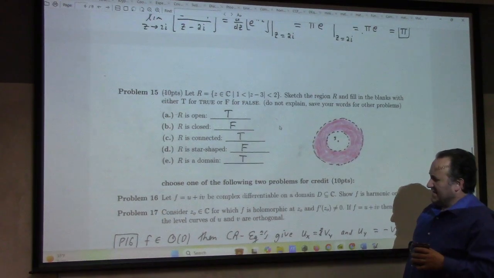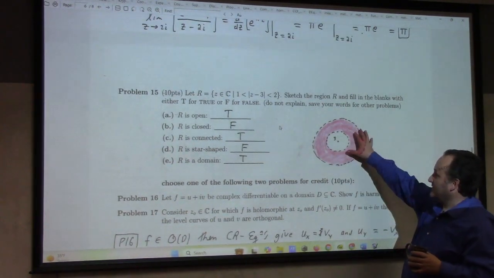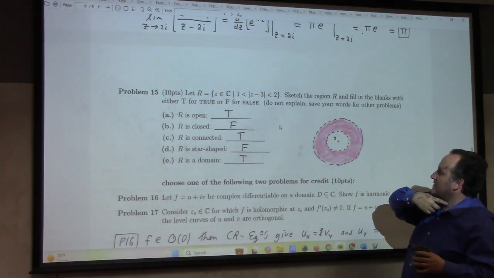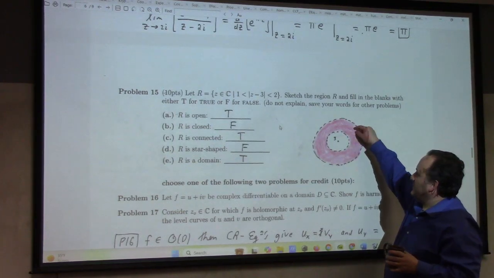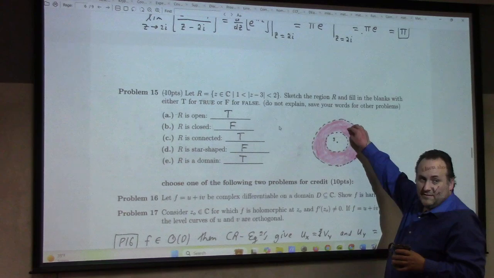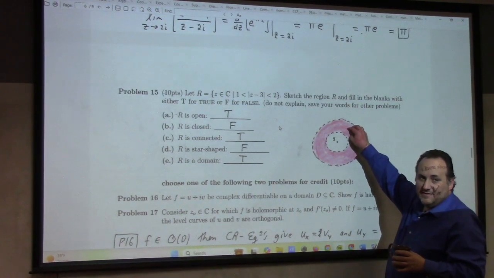Closed means that the boundary of the set is within the set. That's not the case here, right? Because it's got the fuzzy edge, so it's not closed. It is connected. It is open. Open means that if you pick any point in it, you can find a little neighborhood around the point which is still within the set. In terms of intuitive calculation or thought, it doesn't have any solid edges.